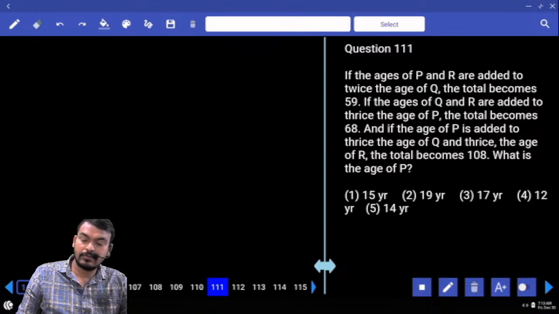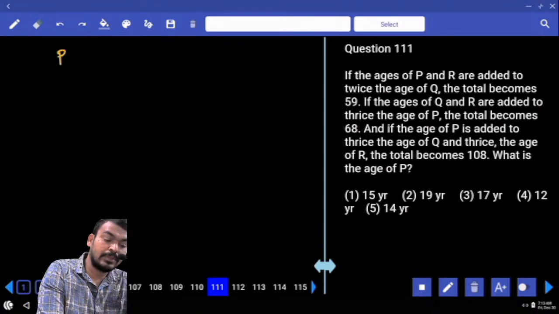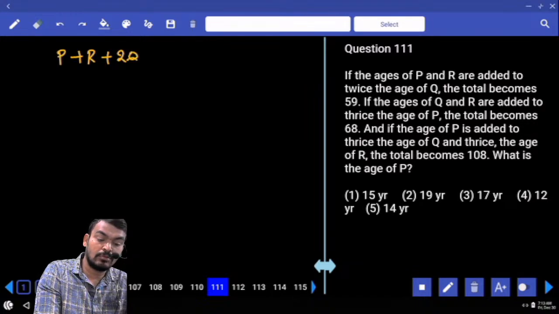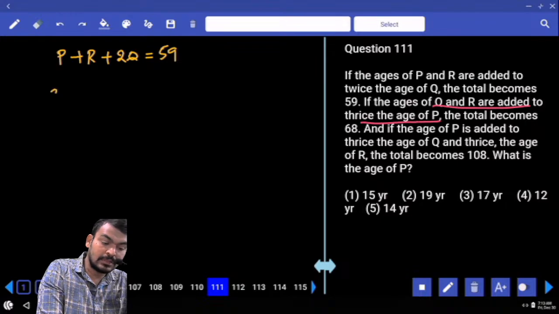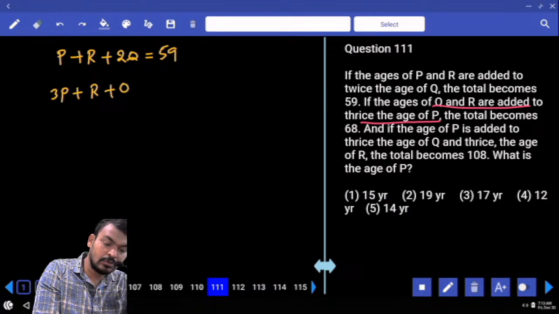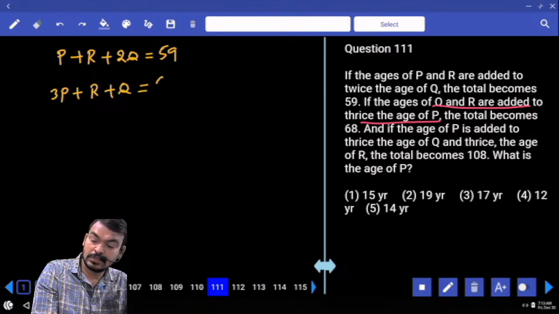Next, 111. If the ages of P and R are added to twice the age of Q, that means P plus R plus 2Q, equal to 59. Second one, Q and R are added to thrice the age of P, means 3P plus Q plus 2R, plus R plus Q, equal to 68.